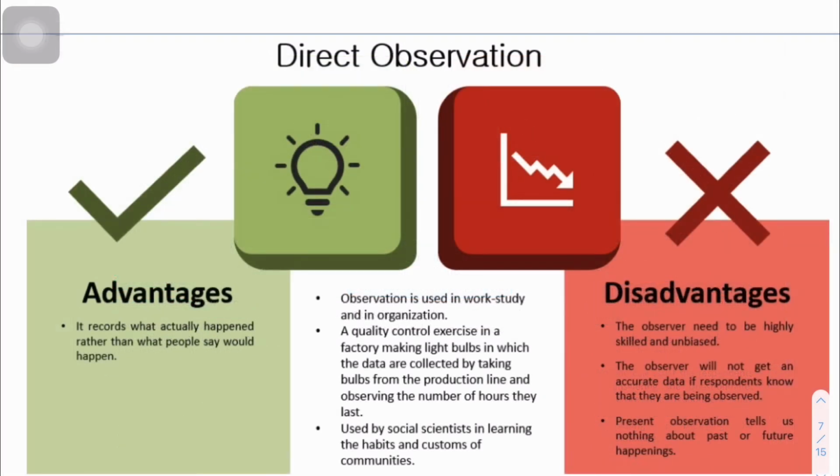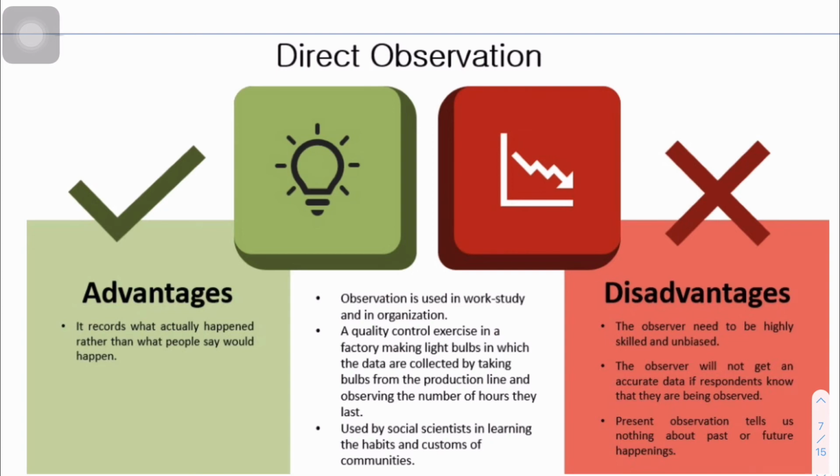Okay, next data collection method is direct observation. Okay, pemerhatian secara terus, direct observation. Observation ni pemerhatian. So observation is used in work study and in organisation. Biasalah organisation, kalau macam bosses ni dia akan observe. Okay, supervisor dia akan observe dia punya supervisee. Is direct observation. A quality control exercise in a factory making light bulbs, in which the data are collected by taking bulbs from the production line and observing the number of hours they last.